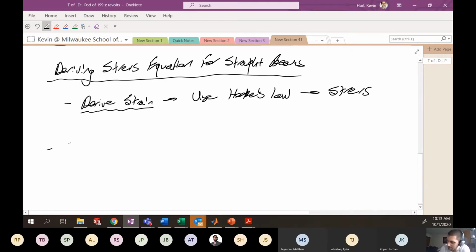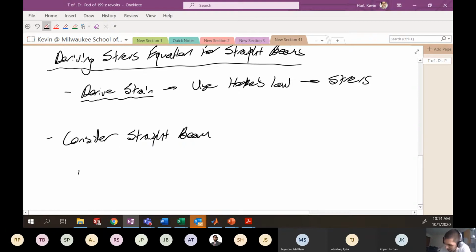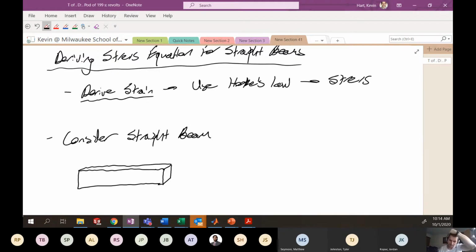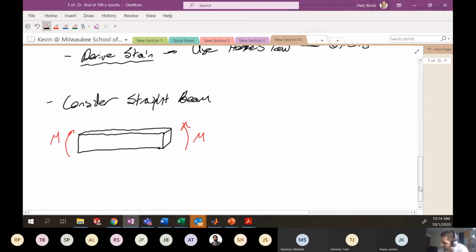So let's consider a straight beam. And let's just say it's some rectangular prism for now. It's kind of the simplest way to think about it. It doesn't necessarily have to be a rectangular prism, but we'll take it as that for now. And let's say we want to know the strain on this guy as it's subject to a bending moment. So we're going to put a bending moment on this guy, let's say M. And I want to know what is the strain.